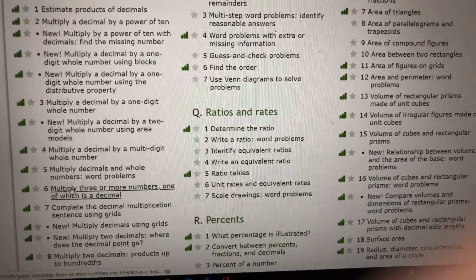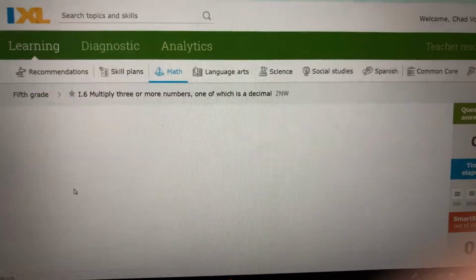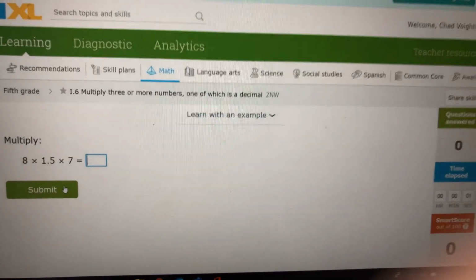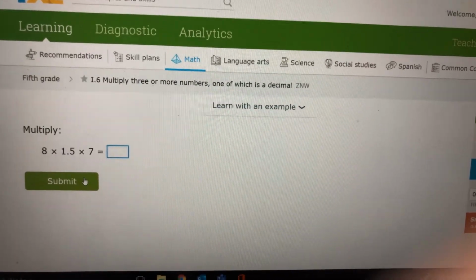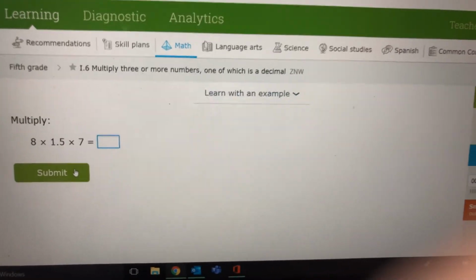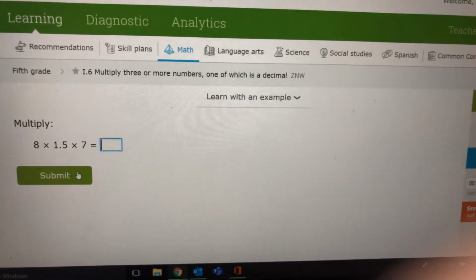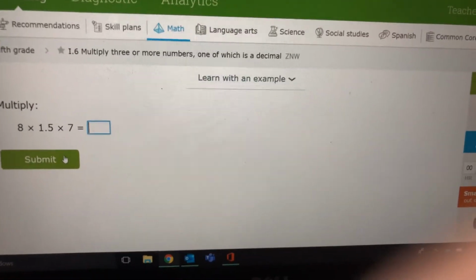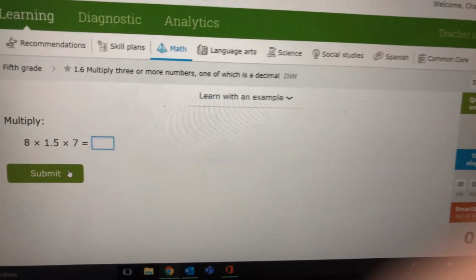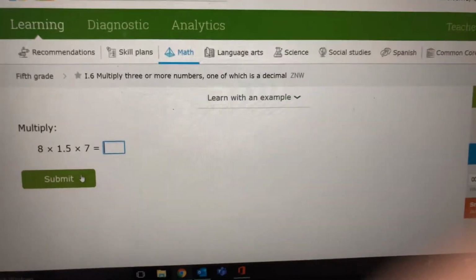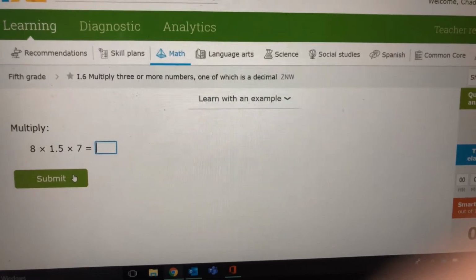Okay, multiply 3 or more numbers, one of which is a decimal. Okay, so 8 times 1.5 times 7. Now, the beauty of multiplication is that you can multiply any numbers in any order. So we could do 7 times 1.5. We could do 7 times 8. And then multiply that by the 1.5. You can do it in any order you like.